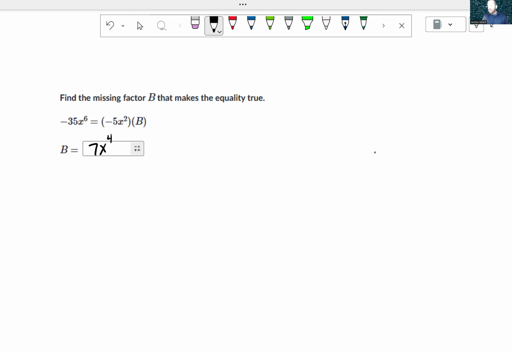And we could solve it the other algebraic way as well. You don't have to use algebra for this specifically, but I'm just showing you the steps that we would do algebraically. So again, negative 35 divided by negative 5 is 7. X to the 6th over x squared is x to the 4th. And those would cancel out, and we would get that for B.